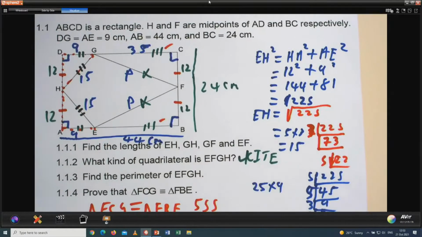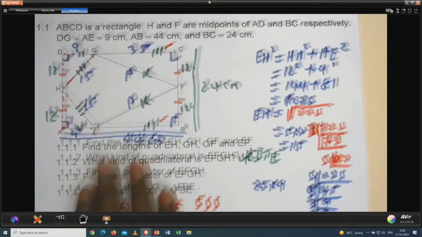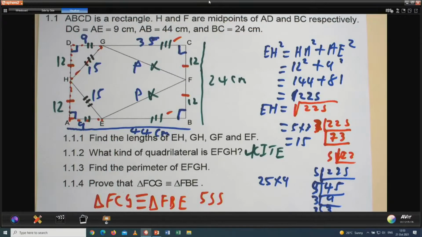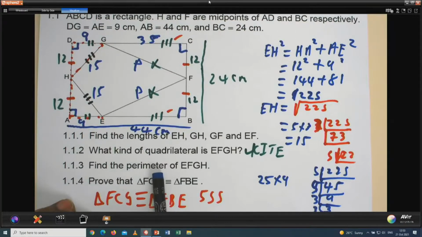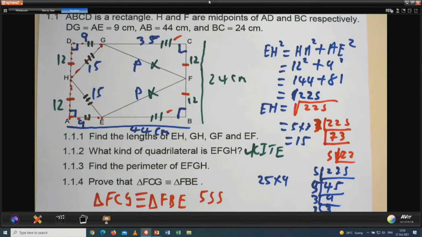So within this question, your properties of quadrilaterals. Within this question, you need to know your Pythagoras. Within this question, you need to know your perimeter. Within this question, you need to know your congruency. Right? That's where we are.